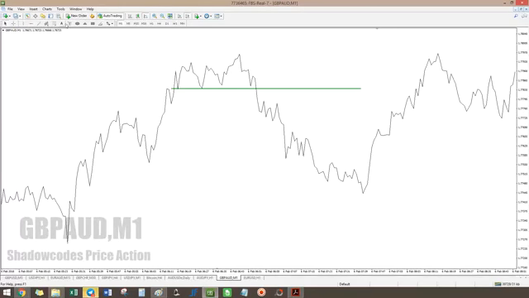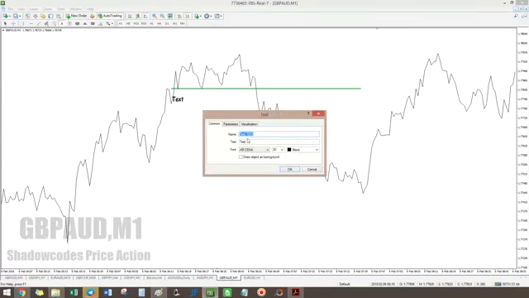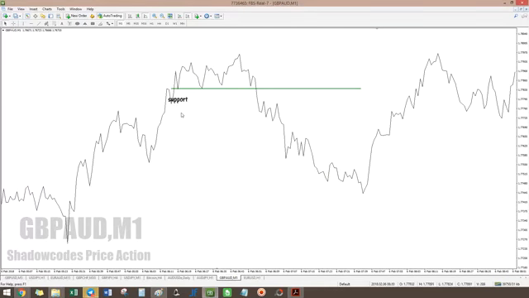Over here, the homework should be like this. You can do it at any time frame or any pair. Support here, you can also add an arrow. Support here, support here, and then there is a breakout.